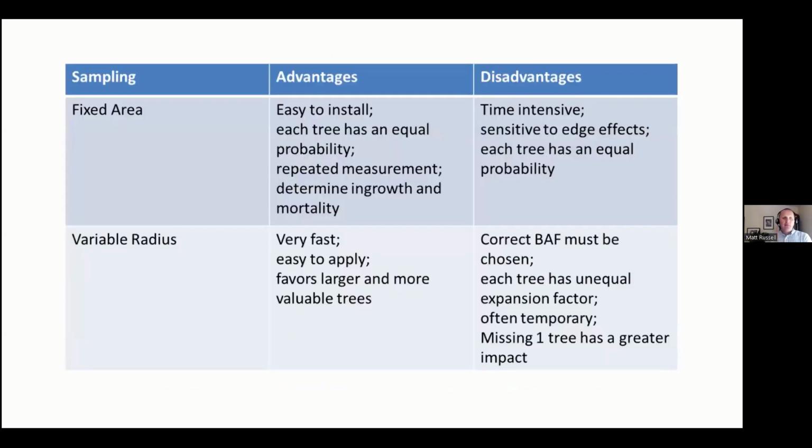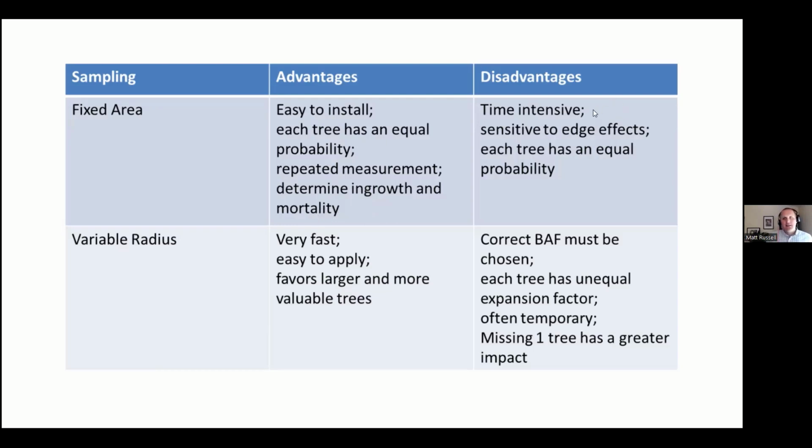So to recap those two approaches, the fixed area plots are really easy to install. They sample trees with a probability proportional to how frequent they are. They're good for repeated measurements. They're also great, though we didn't talk about this, if you wanted to determine ingrowth, those trees that you're not seeing today but that grow into a plot sometime in the future. And if you're using fixed area plots in a permanent sample design, revisiting more than once, you could get a sense of which trees die.